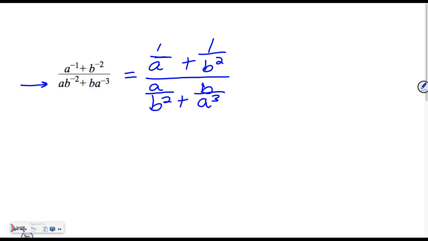Then you would decide what method you want to use on this one. Do you want to go common denominator? In which case, make sure you choose it correctly. What would the common denominator be? What denominator would be the smallest thing that contains every one you see? A cubed, b squared, multiply the top and the bottom by it, distribute it in, cancel, that'll work.